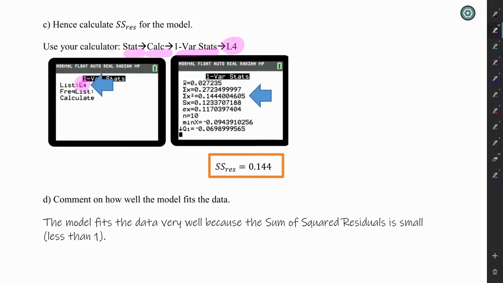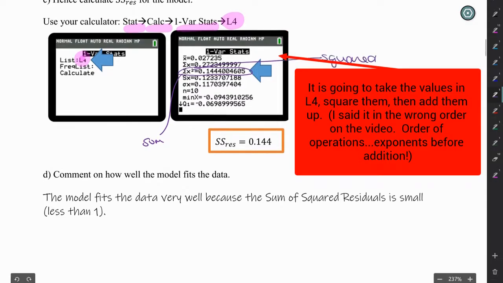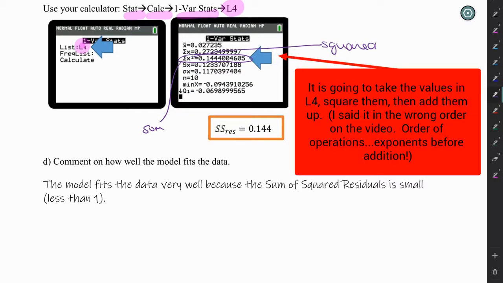So once we have our residuals, we then tell it to do the one variable stats on L4, and then we want this value right here. The notation here, that's sigma, so it means the sum, and then of the x's squared. Now remember, our values are now in L4, so it's going to take all of those values in L4, square them and add them up. And that's exactly what we wanted. And so our sum of our squared residuals is 0.144, and that's rounded to 3 sig figs. Okay, remember IB 3 sig figs.